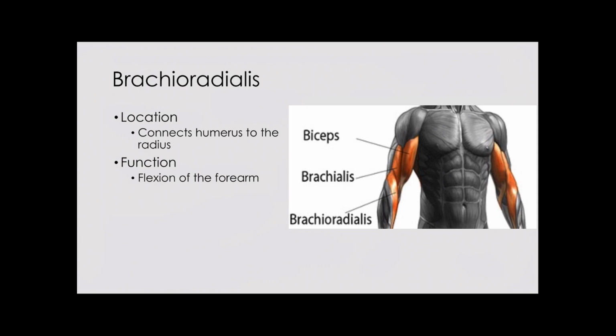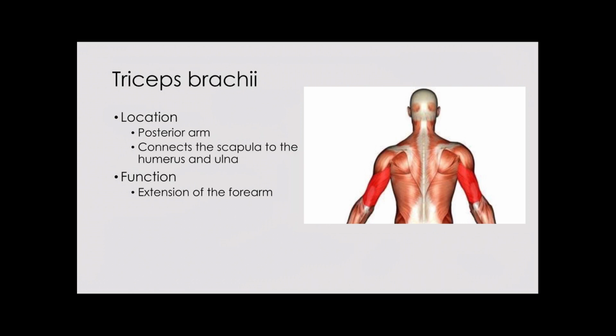And you just make sure you remember which one connects which bone to which bone. So remember, biceps are connecting your scapula to your radius. Brachialis is connecting your humerus to the ulna. Brachioradialis is connecting your humerus to your radius. Brachioradialis is easy to remember because it has brachio, which is mainly located in your humerus, attaching to the radius of your arm.